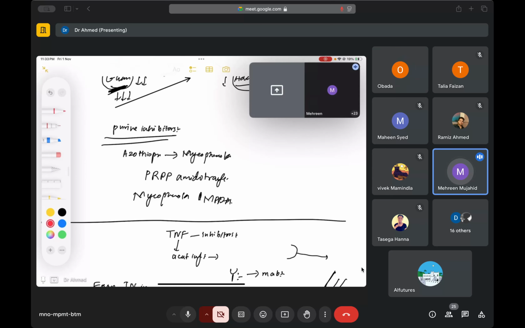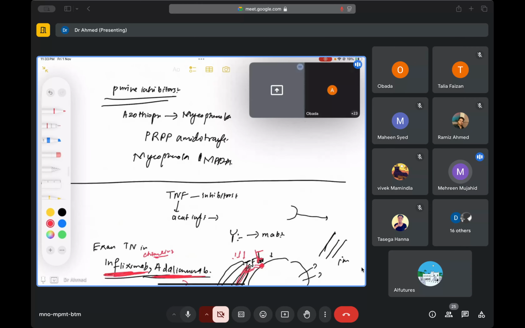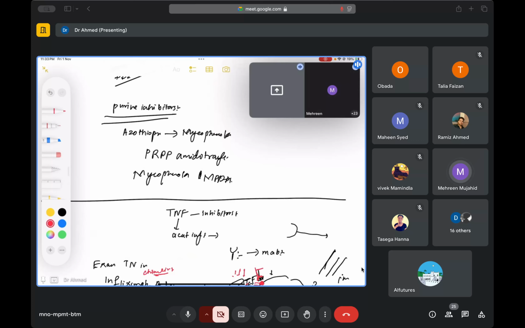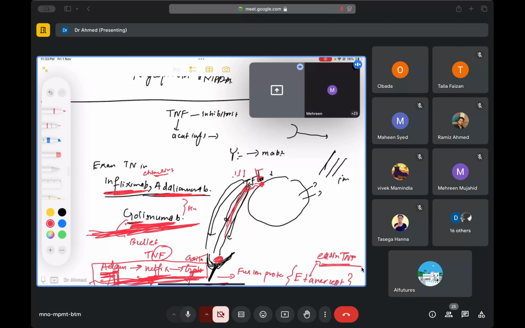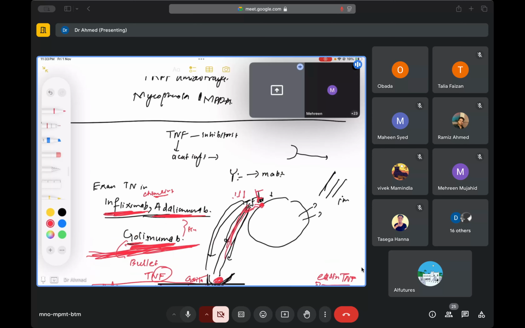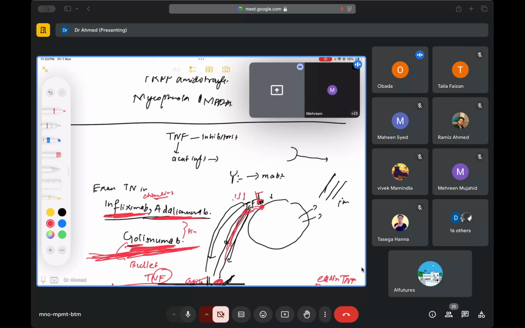Adalimumab, golimumab, infliximab. Basically, Adam is watching Netflix, and he's hit by Goli, or he's watching some gorilla movies, right? So Adi, what's that? Adalimumab, golimumab, and infliximab. What about eating your TNF?